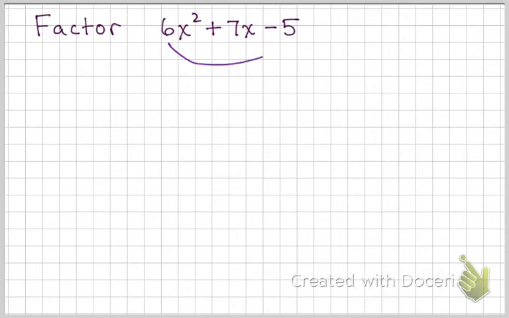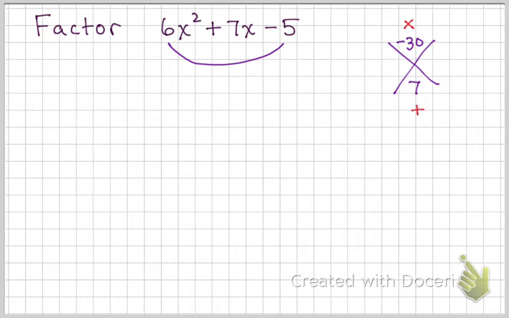So what we're going to do is take the first number and multiply it by the last number. That will be a positive 6 times negative 5, and that gives us negative 30. Then we write the middle number down on the bottom. So we're looking for two numbers that multiply to negative 30 and add to positive 7.